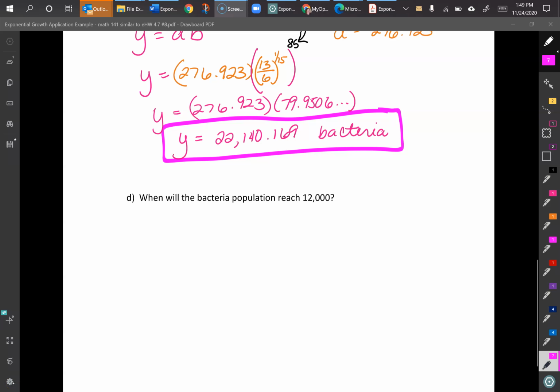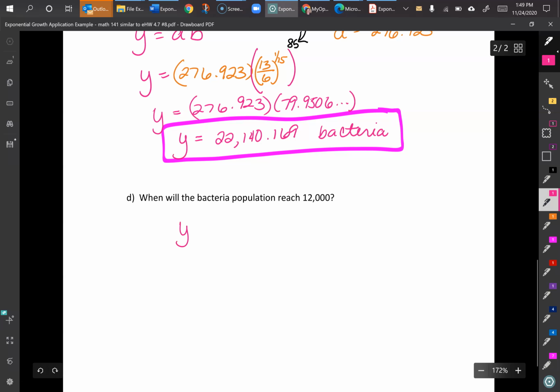Okay, last part on this long problem, but this is a really good comprehensive review of a lot of different skills. That's why I decided to do one of these. When will the bacteria population reach 12,000? So I have my setup. Again, I have my y equals A, remember, is 276.923. Use that same thing. And my B is 13 over 6 to the 1/15th.